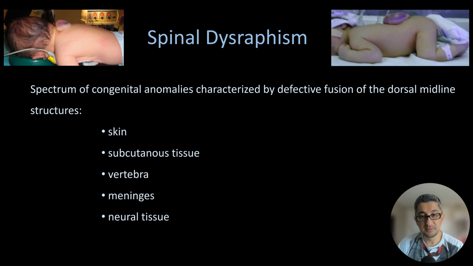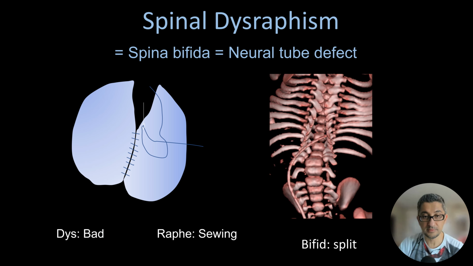Spinal dysraphism is a spectrum of congenital anomalies characterized by defective fusion of dorsal midline structures. These dorsal midline structures can be skin, subcutaneous tissue, vertebra, meninges, and the neural tissue. These three terms, spinal dysraphism, spina bifida, neural tube defect, can be used interchangeably, and they mean the same thing.